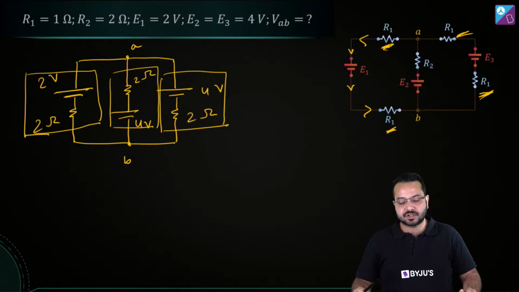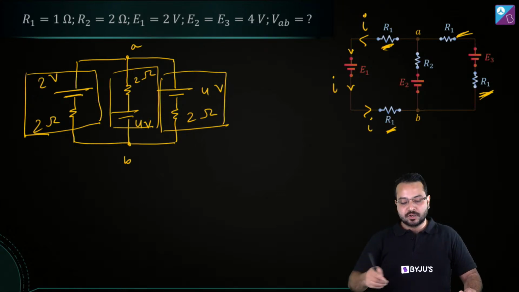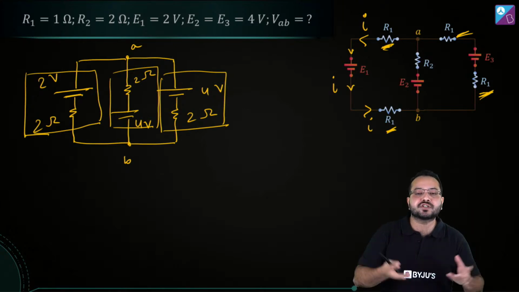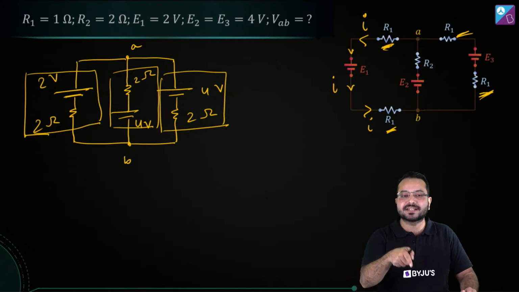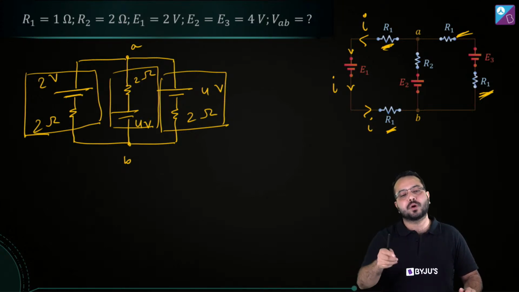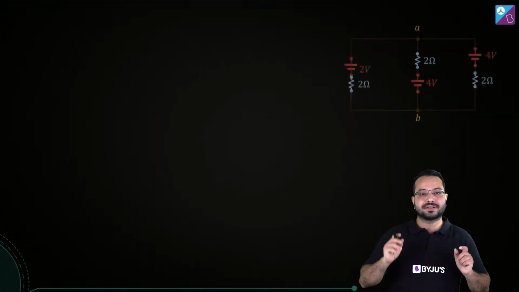No, there is no branching. If the current is I over here, then the current is going to be I over here, and I over here. So through both these resistors, the current is the same, and that is the definition of series combination. The current has to be the same in both the resistors. So even if there is a battery in between, no worries, we can still take them in series combination. I hope that is clear.